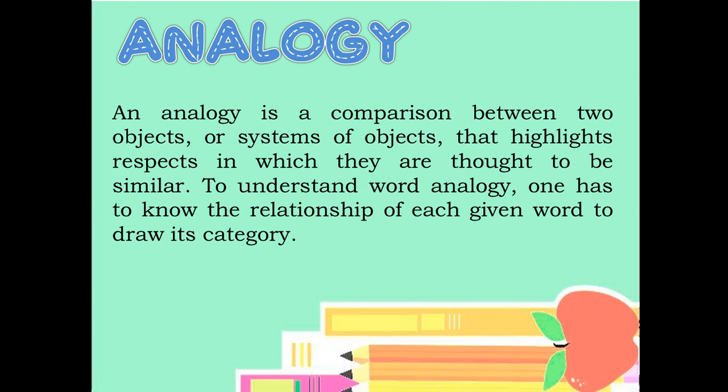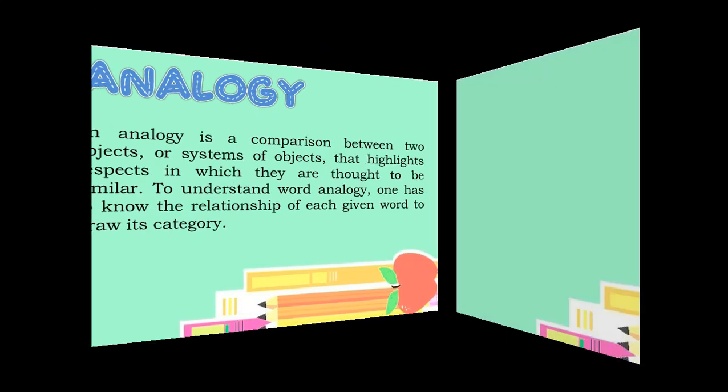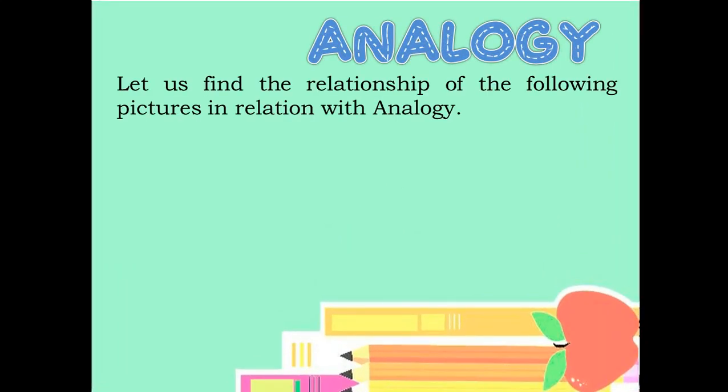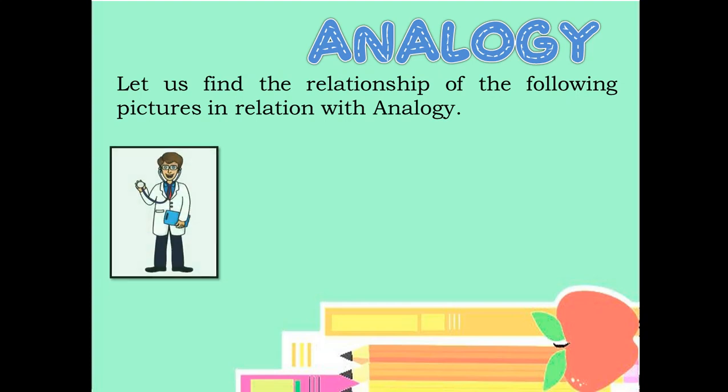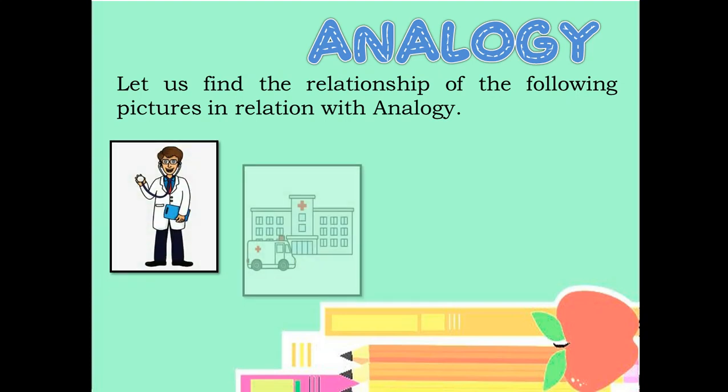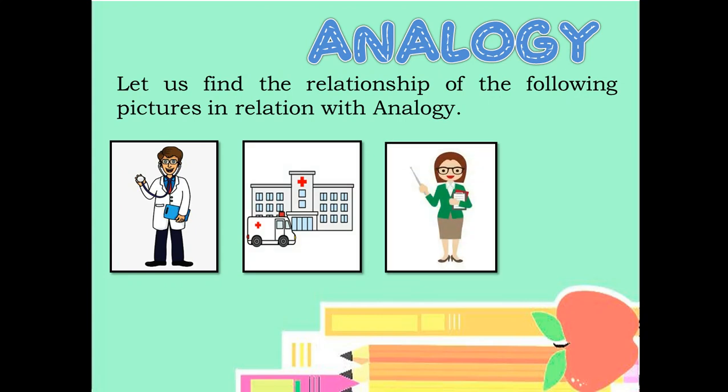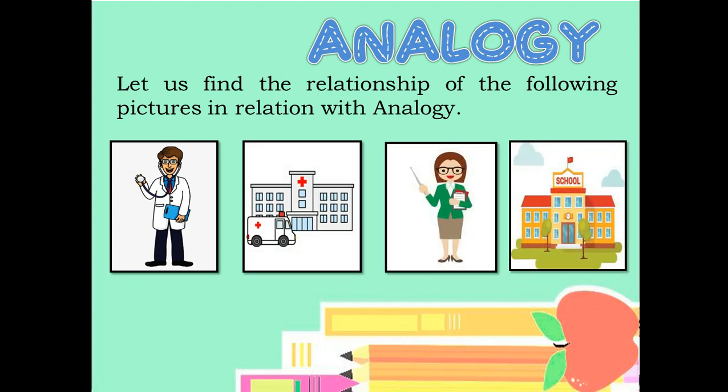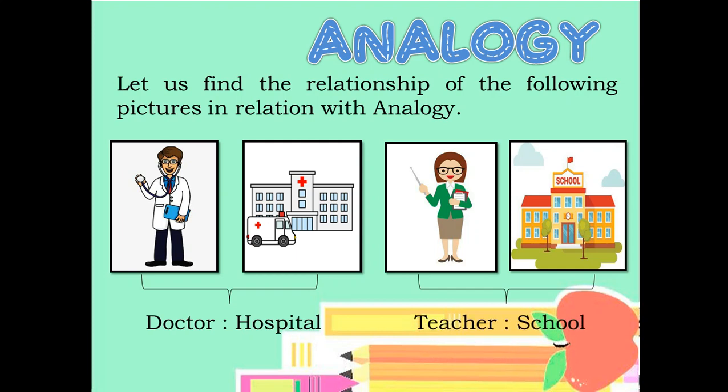Now, to make it a bit clear, let's try to use this illustration. Let us find the relationship of the following pictures in relation with analogy. We have the first image, the second image, the third image, and the fourth image. Now, the first two images will be the first pair. The third and fourth images would be the second pair. Now, let us try to identify the relationship of the first and second image. We have the doctor and the hospital, teacher and the school.